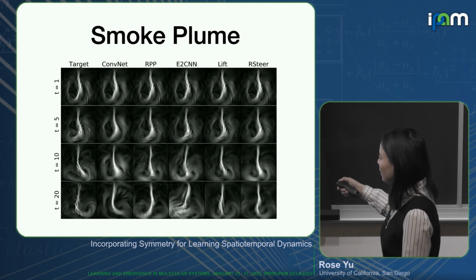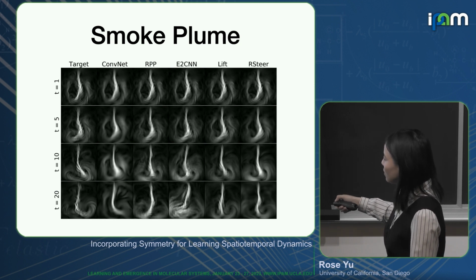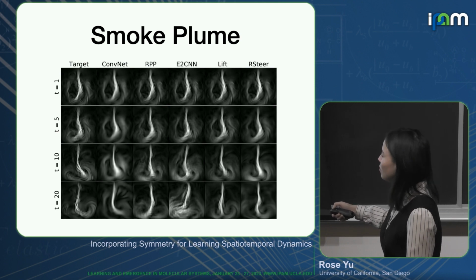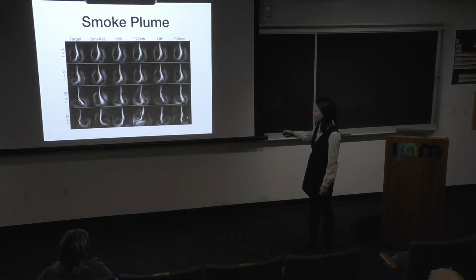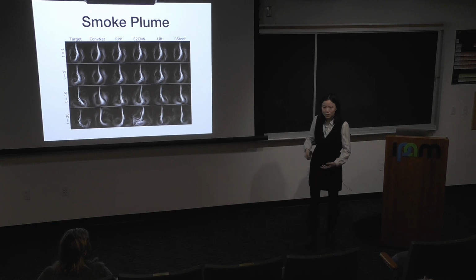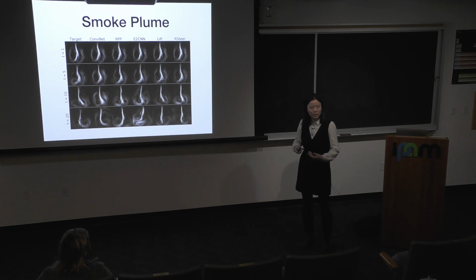Whereas in some cases, we can see that our method does predict the direction of the smoke quite well. The limitation is that it doesn't capture the small-scale behavior. In E2CNN, it captured these small eddies quite well, but in our case, we somehow get this smooth velocity field. So that's one limitation we can see.